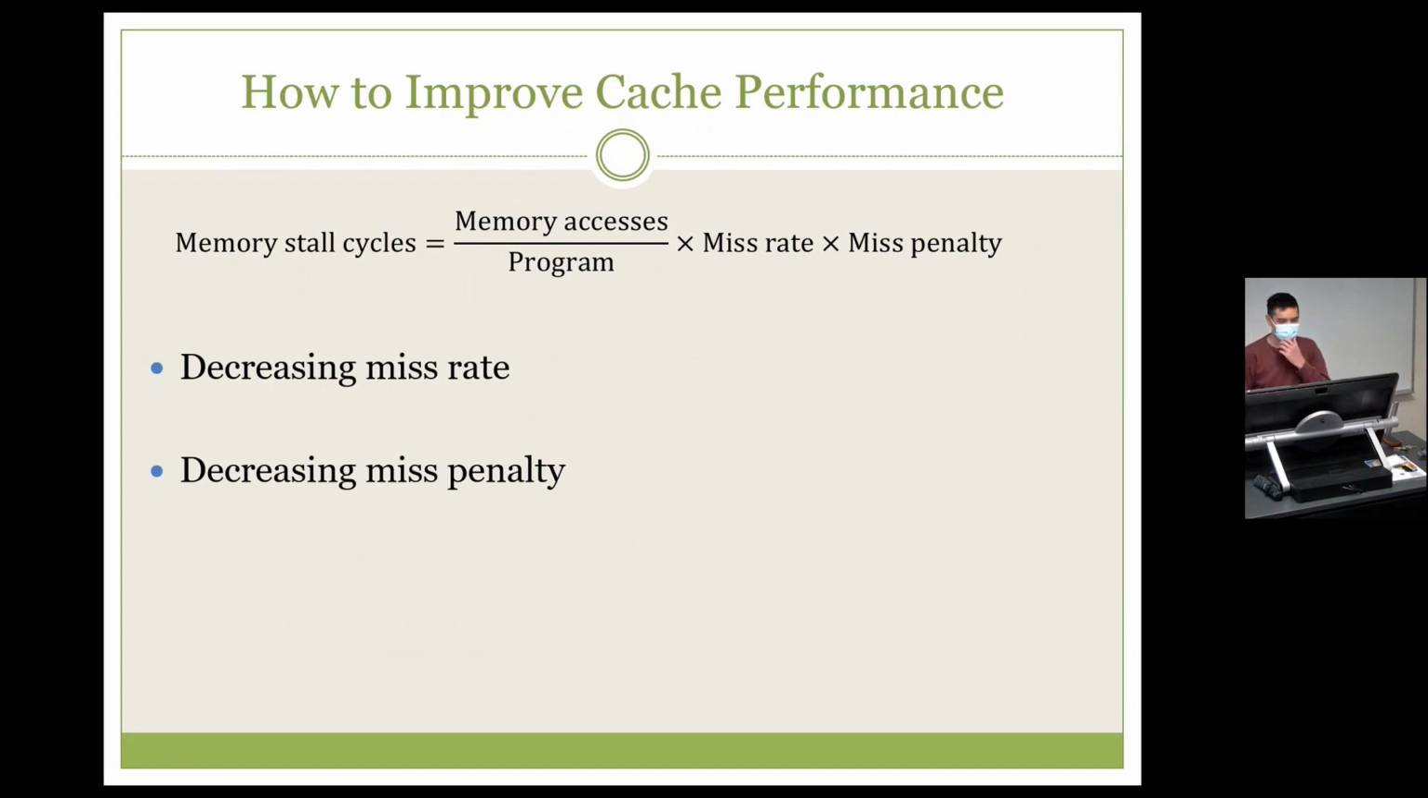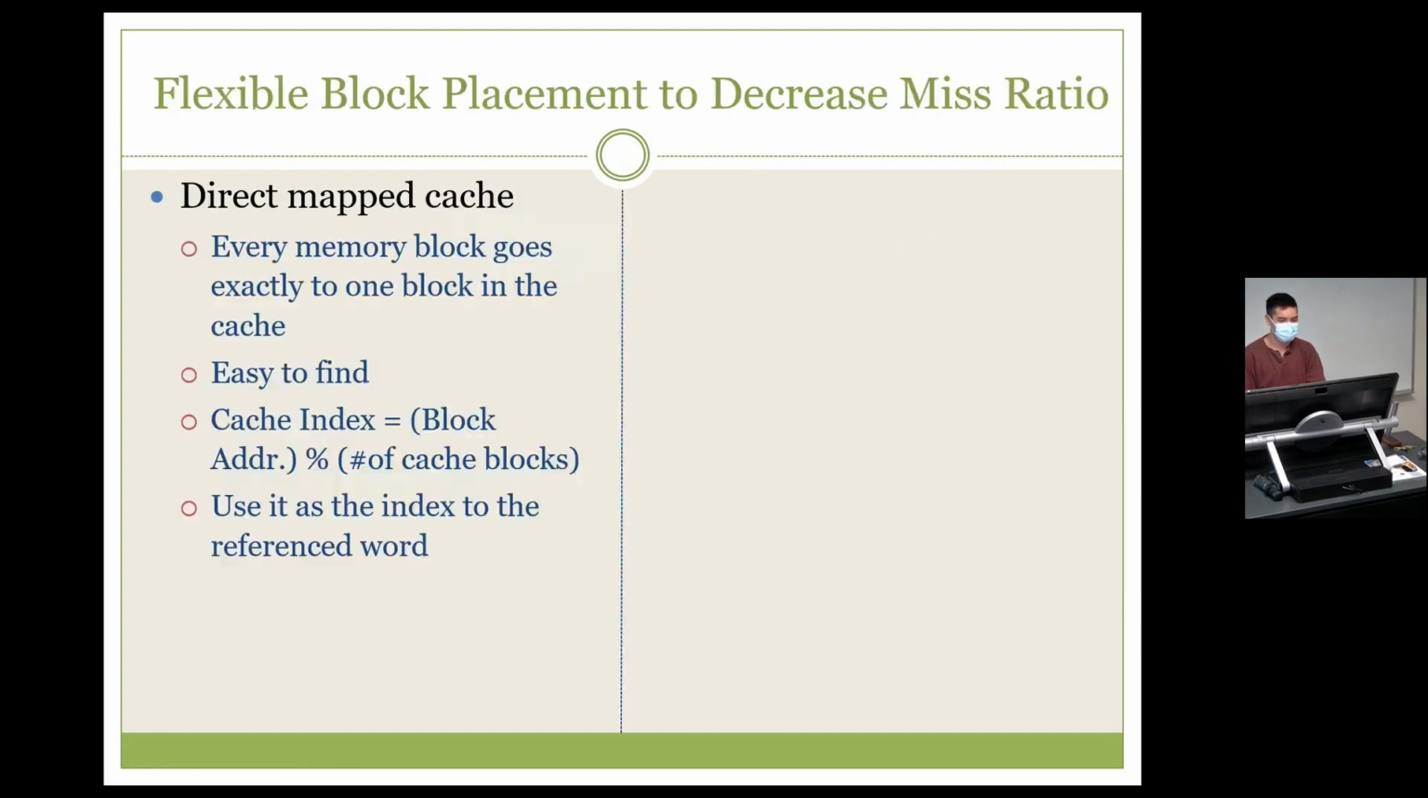All right, so how can we improve cache performance? This was our cache performance equation, right? Some ways that we can improve it are to decrease our miss rate, or we can try and decrease our miss penalty. Then here, I'm just going to touch on this because I want you to be able to work on the homework.